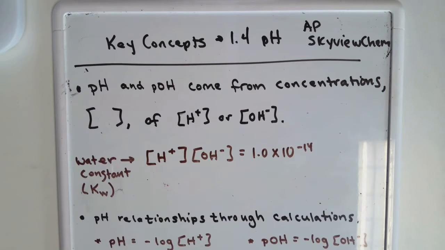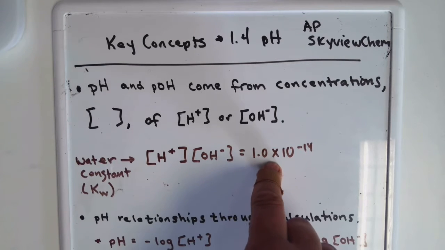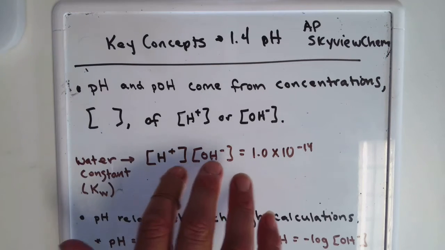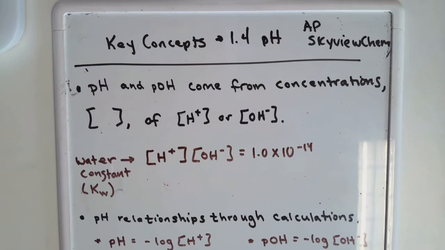Since water is neutral, we find that the equilibrium constant is always 1 times 10 to the negative 14. So this is a given, known equation that we can use if our hydrogen and hydroxide are not 1 times 10 to the negative 7 for each ion.